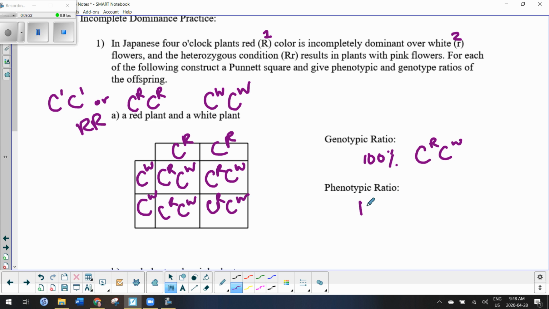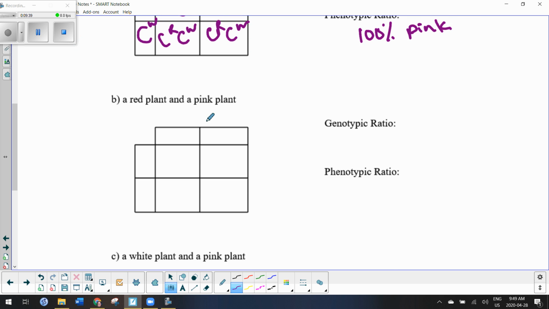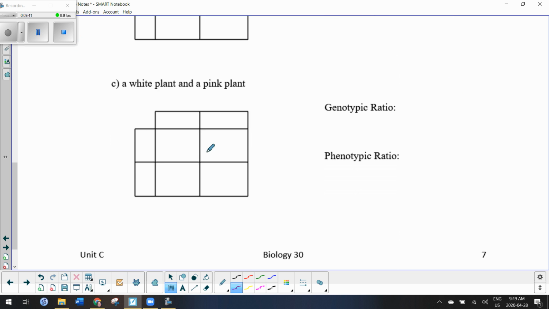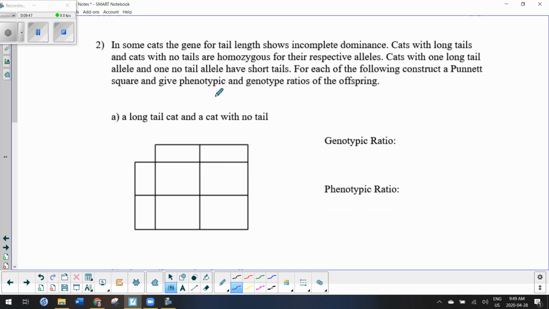Okay, so again, a genotype is a representation of the alleles. Now, my phenotypic ratio is what you see. So what does this show you? R and W, or R heterozygous, is representing pink. So you have pink flowers. Okay, I want you to try B and C on your own, and then check with the answers to make sure you got them right. I'll do one of these and then move on to codominance.